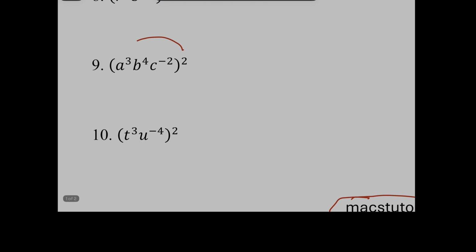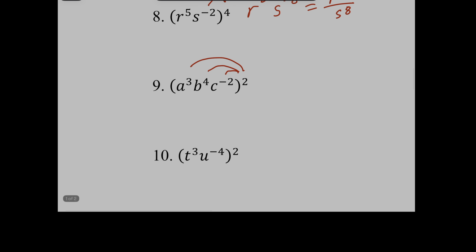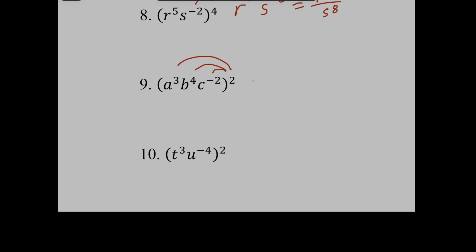Number 9. Now, whoa, I kind of moved right there. Sorry about that. So if I multiply all of them, it's a to the 6, b to the 8, c to the negative 4. But I can't have a negative, so I want to flip them to the bottom. A to the 6, b to the 8 over c to the 4th.